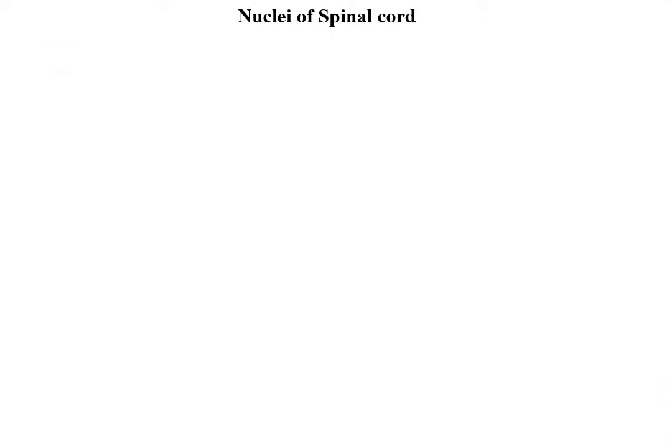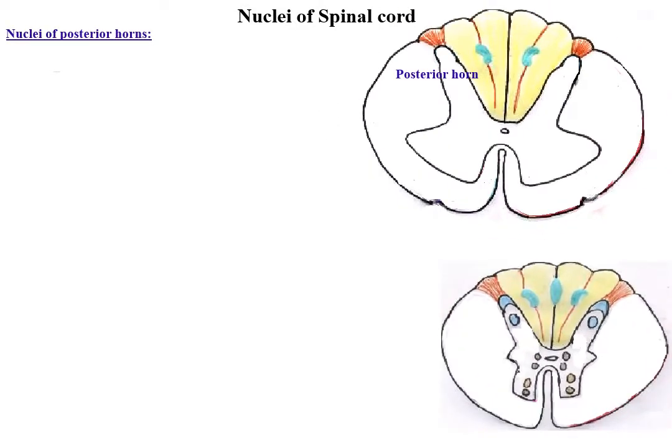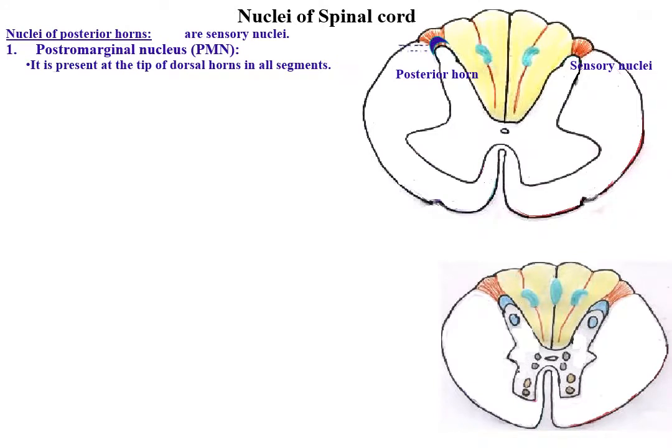Nuclei of the spinal cord. Nuclei of the posterior horns or dorsal horns are sensory. Posteromarginal nucleus. It is present at the tip of the dorsal horns in all segments. It receives pain and temperature sensation.